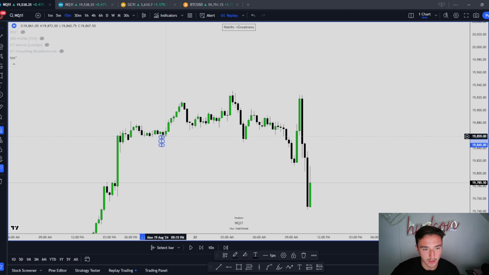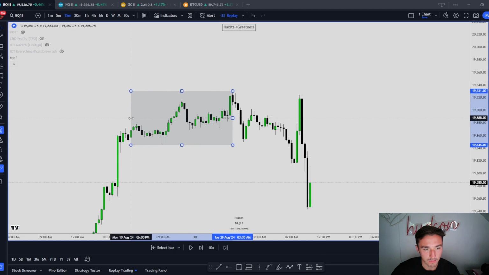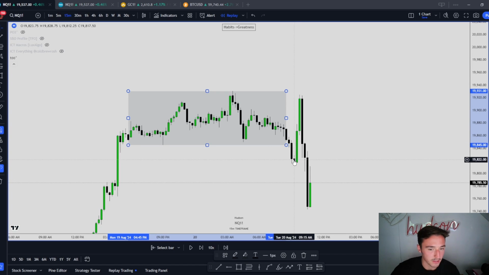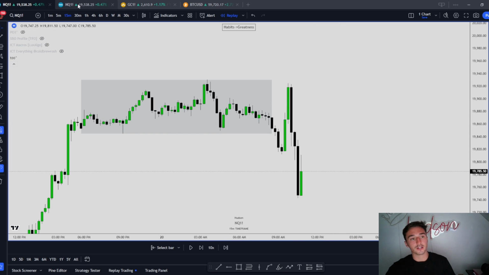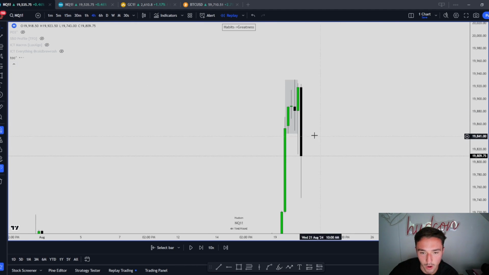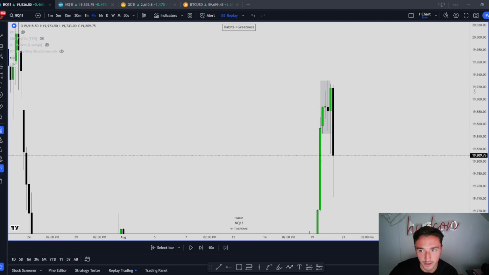So we have an accumulation right here. What do we have right here? We manipulate into what? A key level. So this is where you're going to go to your higher time frame. We go to the 4 hour. We can see it was a 4 hour fair value gap.